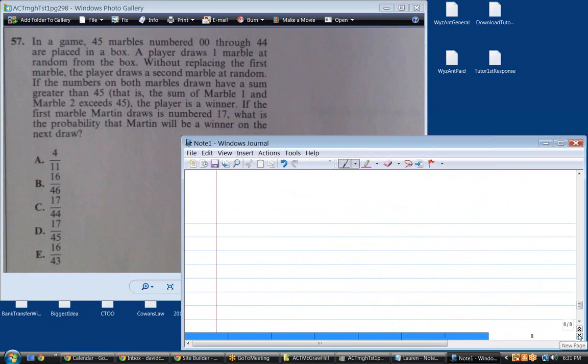Okay, this one's got 10 sentences. But it's a probability problem, so it might not be very hard. We've got marbles numbered 00 through 44, which means there's 45 marbles. A player draws a marble. Without replacing the first marble, he draws a second marble. If the numbers on both marbles drawn have a sum greater than 45, the player is a winner. If the first marble drawn is numbered 17, what is the probability that Martin will be a winner on the next draw?